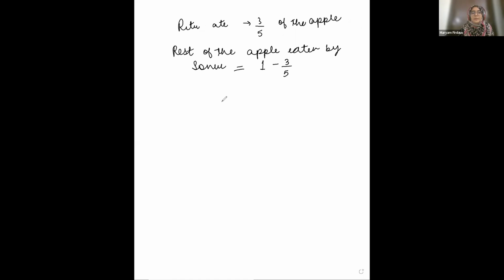So Ritu ate 3 by 5 of 1, right? Yeah. So that's why you will say 1 minus 3 by 5. Anyway, you understood till here. So 1 minus 3 by 5 is how much? 1 can be written as 5 by 5, right? And why are we saying 5 by 5? Why not some other number? Because we want to make the denominator 5 because of this number. Okay, so now what is 5 minus 3? That is 2. So it's 2 by 5. Is that okay?